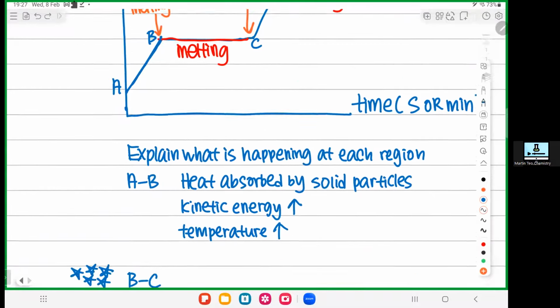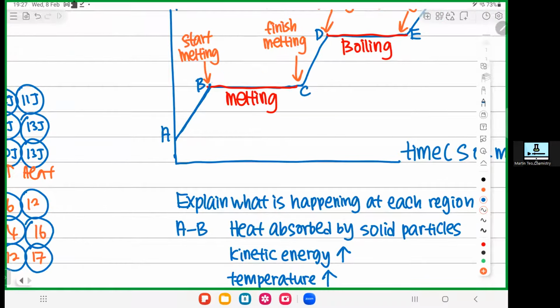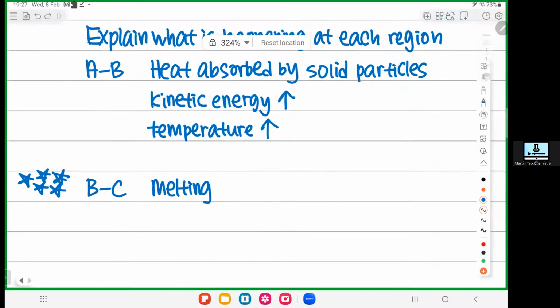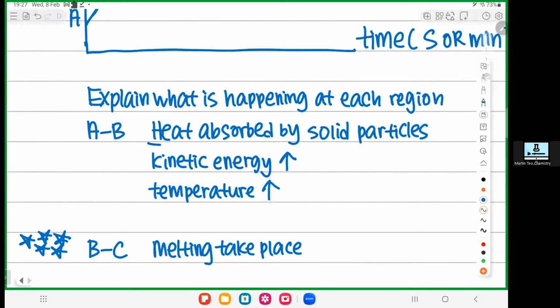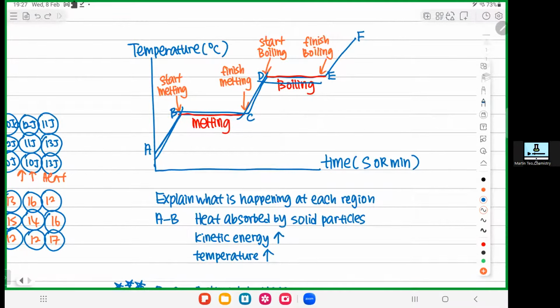So now, what happened here from B to C? Melting is taking place. So when melting occurs, what happened? Now, this is very tricky. Listen carefully. Do we still absorb the heat? Yes. In a heating curve, no matter where you are, you always absorb heat. I repeat, in a heating curve, no matter where you are, you always absorb the heat.